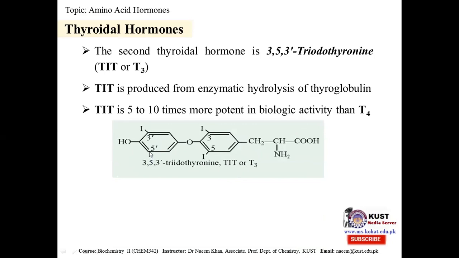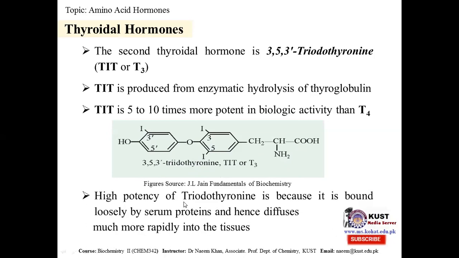The thyroid gland basically produces two hormones, both iodine-containing: one is the tetraiodo and the second is the triiodo, that is T4 and T3. This is the same kind of hormone, a derivative of tyrosine, and here again we can see the acid group and amino group both attached to the alpha carbon, with some structural derivatives linked. This is 3,5,3'-triiodothyronine, and it can be noted here that compared with T4, this T3 has 5 to 10 times more potency, more activity.